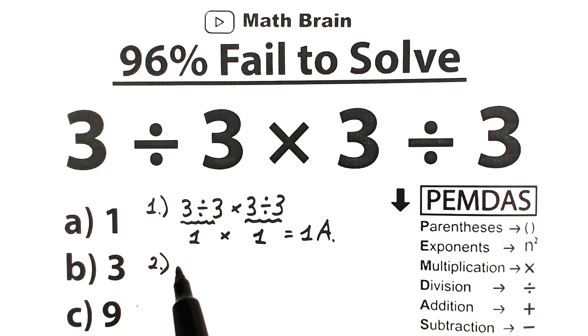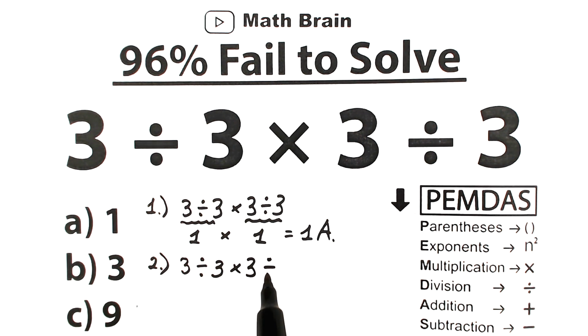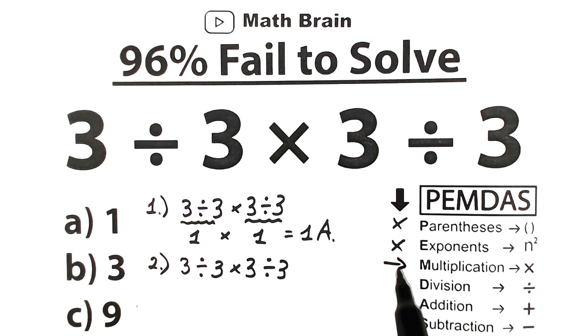Okay, so in this second interpretation, let's scan what elements we have in our challenge, and let's solve this question according to PEMDAS order of operation. So we have 3 divided by 3 times 3 divided by 3. What elements do we have? We have division and multiplication only. We don't have parentheses, we don't have exponent, we don't have addition, and we don't have subtraction.